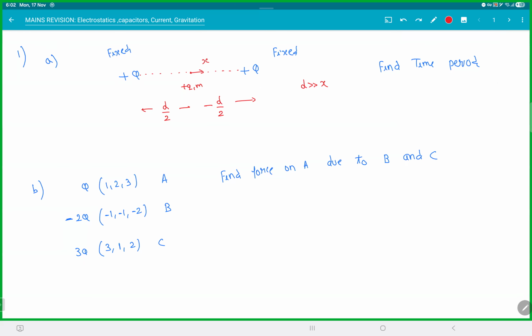So the format will be this. You have a question here, and on the next page, I'm going to write the solution. So this will become your formula book also. Next time when you want to revise electrostatics, you can simply take this out and use it like a Viva.